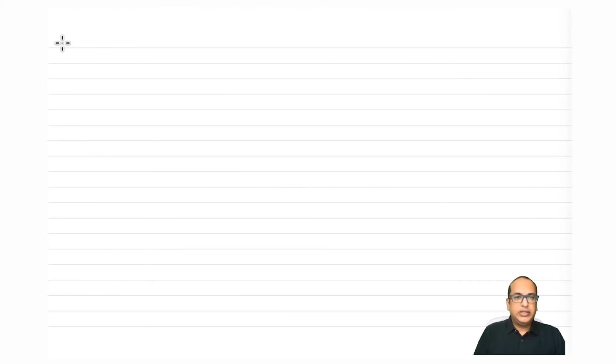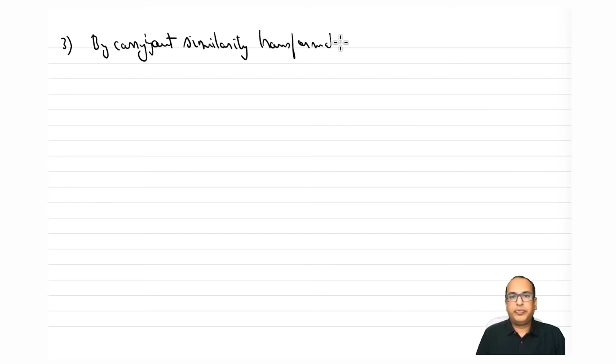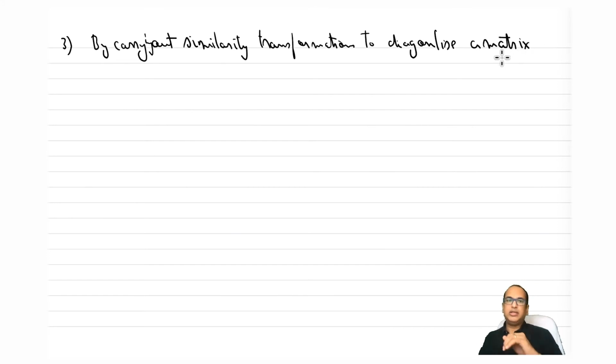Third way is by carrying out similarity transformations to diagonalize a matrix. So this is a tedious method. It is not straightforward, because here we need to find out a matrix which can be used for similarity transformation to actually diagonalize a matrix.